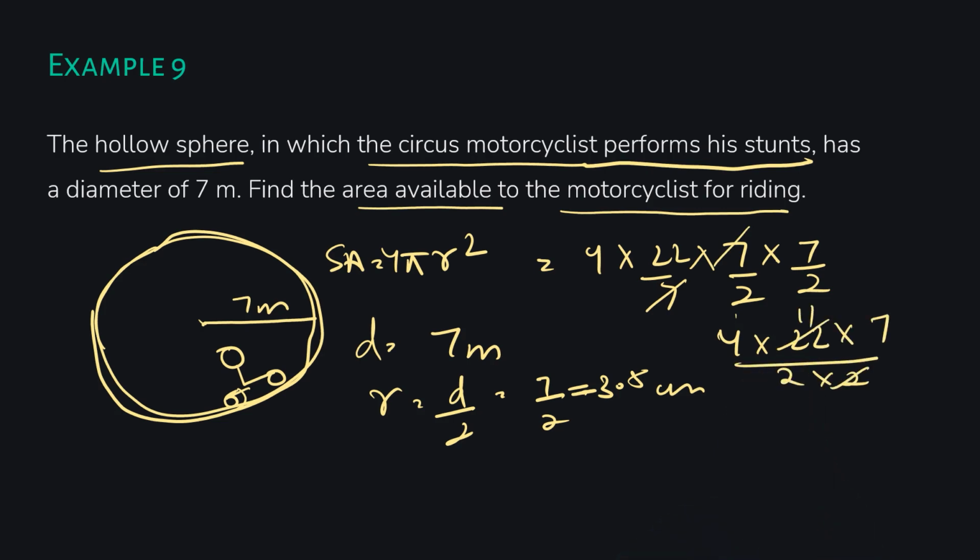Now we can see there are a lot of common factors. So we see 2 into 11 into 7. Now when you multiply this, you will get 154 meters square. Here it is meter square because our diameter is given in meter, and so our radius will also be in meter. So this is how we find out the answer to this question.